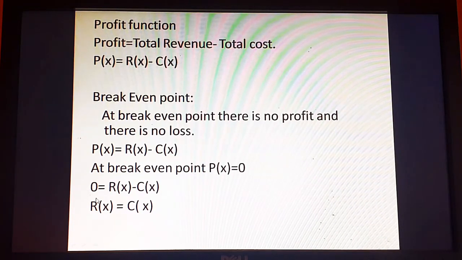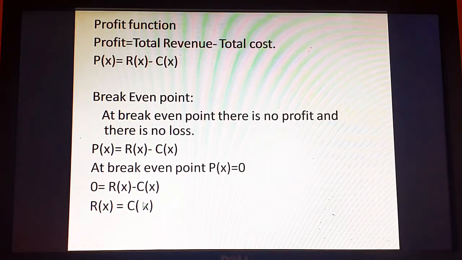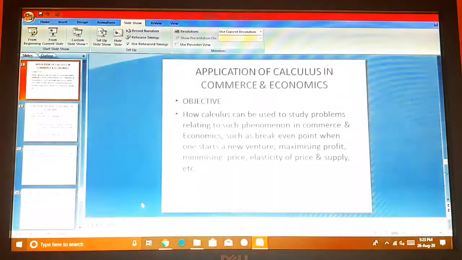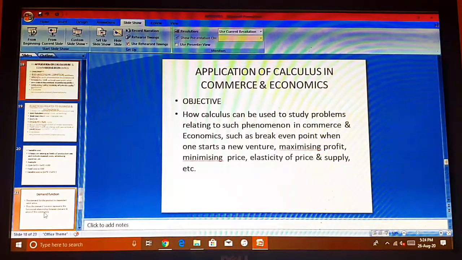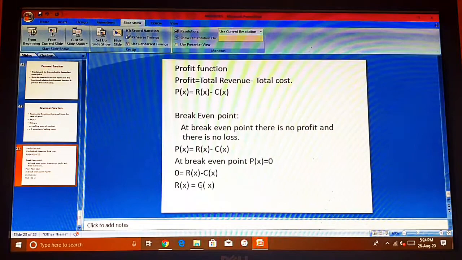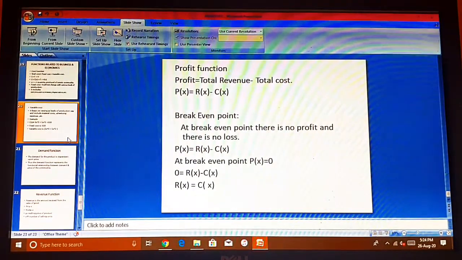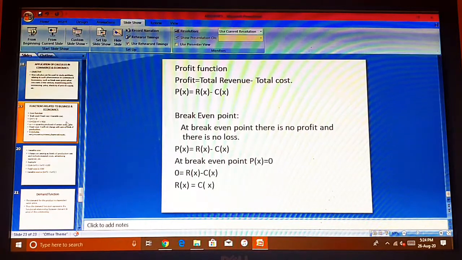So if I put a 0 here, 0 is equal to R of X minus C of X. So minus C of X, if it comes to the other side, it will become positive C of X. Which means R of X is equal to C of X. Total revenue is equal to total cost. Okay, students, this is the formula to calculate the break-even point: R of X is equal to C of X, where you don't have any loss or any profit.